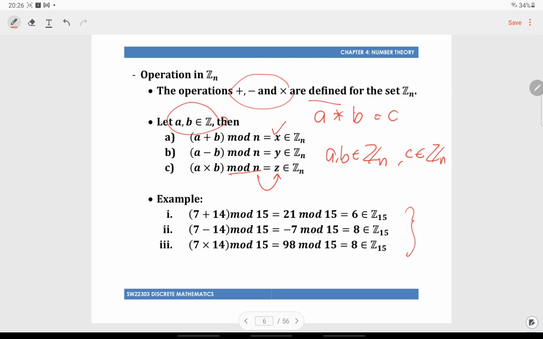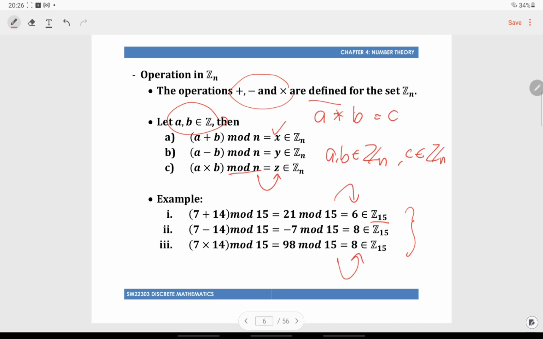7 plus 14, the outcome is equal to 21. Obviously, 21 is outside the set Z15. So if we do the modular reduction mod n, which is 15, the outcome is 6, and 6 belongs to Z15. We can do the same for subtraction and multiplication as well.